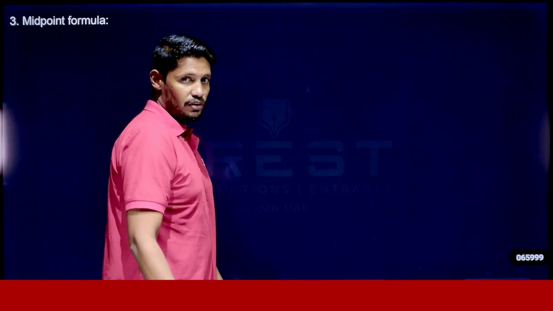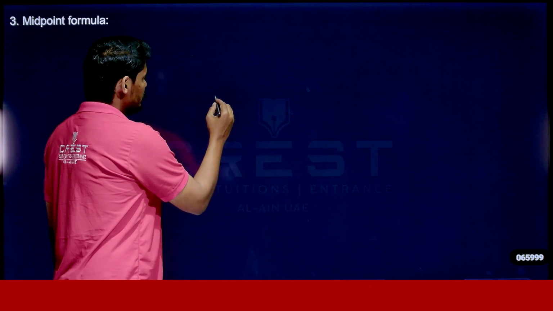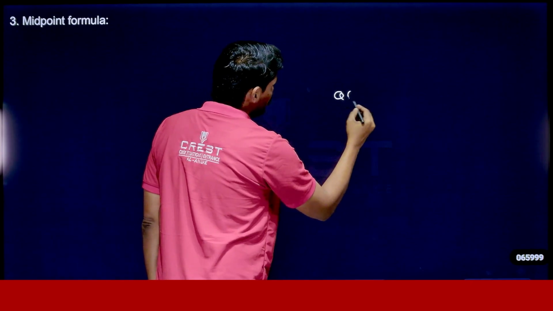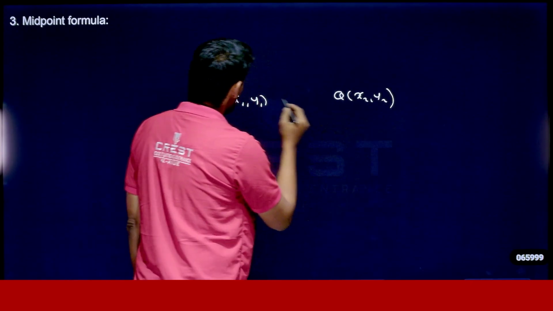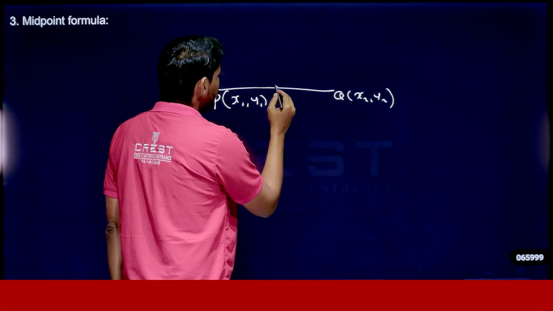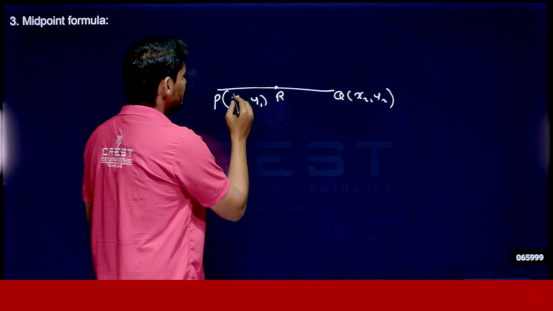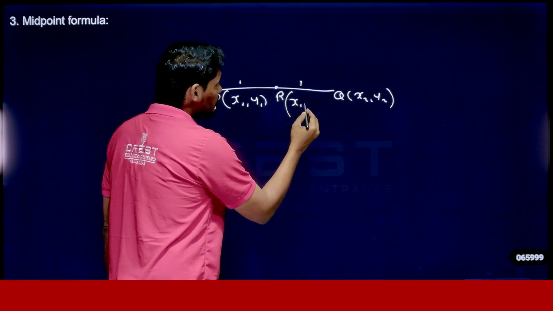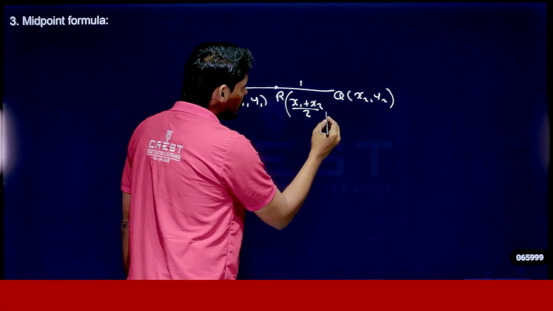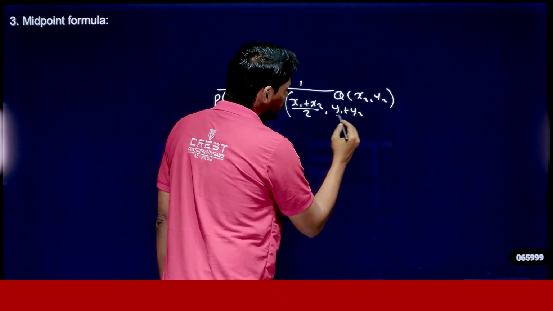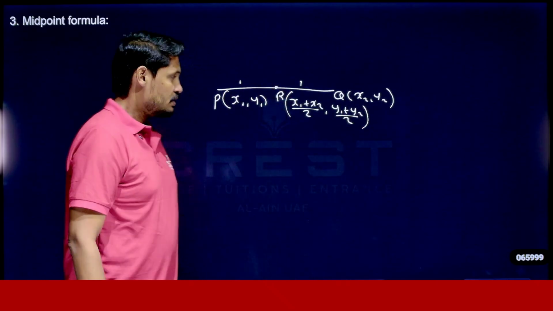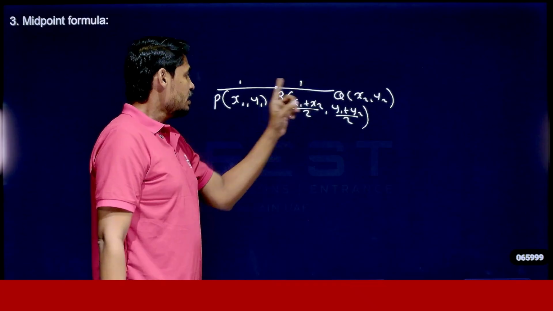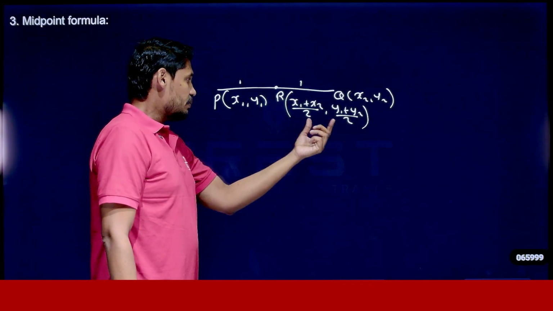Now what is the midpoint formula? Midpoint formula we can also derive from this section formula. We have P (x1, y1) and Q (x2, y2). Midpoint means this R coordinate will be exactly cutting in 1:1 ratio. So the midpoint formula you all know: it is (x1 plus x2) divided by 2, and (y1 plus y2) divided by 2 is the y coordinate, because the ratio is 1:1. You can apply this 1:1 as m:n in the previous equation, and you will get this midpoint formula.